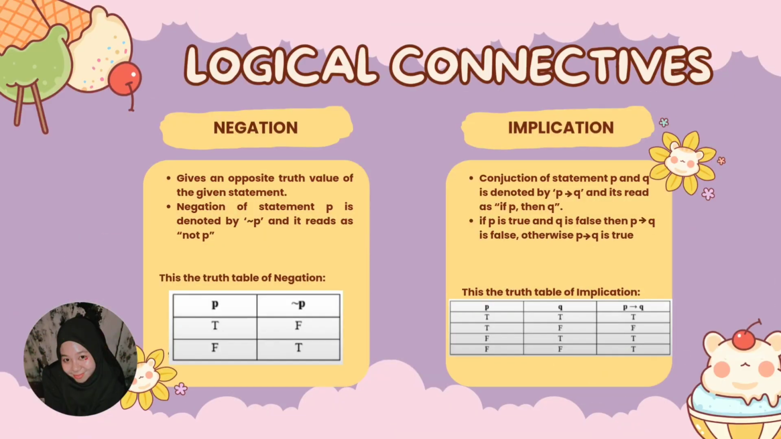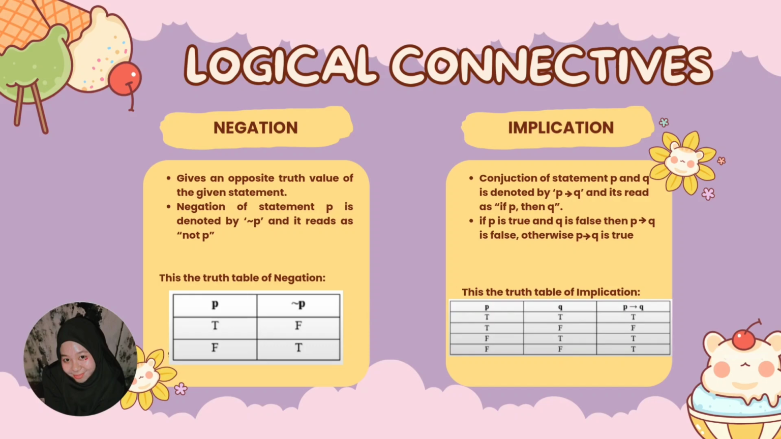Negation and implication. Let's start with negation. Negation is used to give the opposite truth value of a given statement. If a statement is true, its negation is false, and vice versa. The negation of a statement P is denoted by not P, and we read it as not P. Here is the truth table for negation. When P is true, not P is false. When P is false, not P is true. So, negation is essentially flipping the truth value of the original statement.